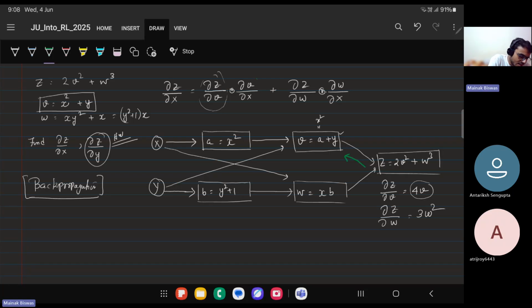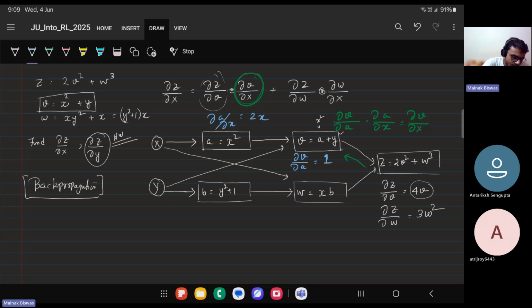See, so I need dow v, dow x. So dow v, dow x, how do I get? I have to really think about it. Dow v, dow a into dow a, dow x. I'm trying to get this green thing. So first tell me then, what is dow v, dow a? Equal to 1. And what is dow a, dow x? Equal to 2x. Do you agree?